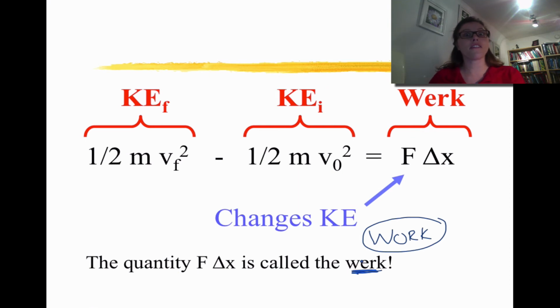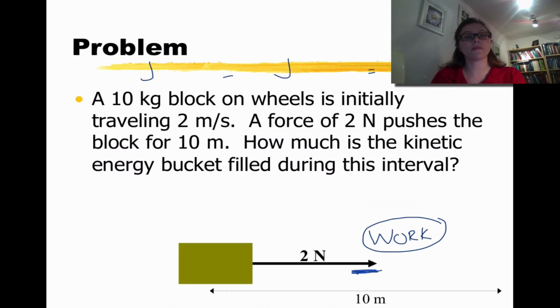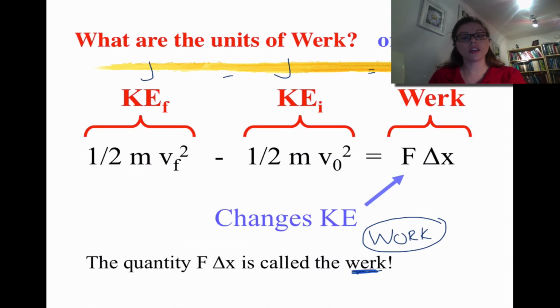So that's our Werk. So what are the units for Werk? Well, the units for energy is a joule. So we have a joule minus a joule better give us joules. So what's the units of energy? It's a joule.